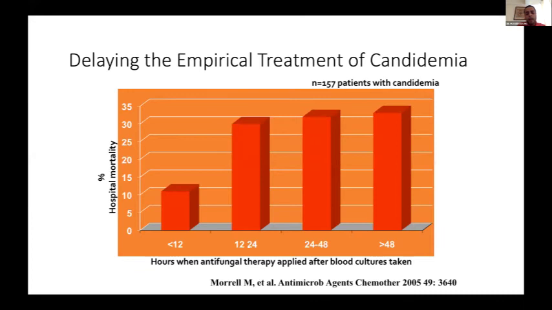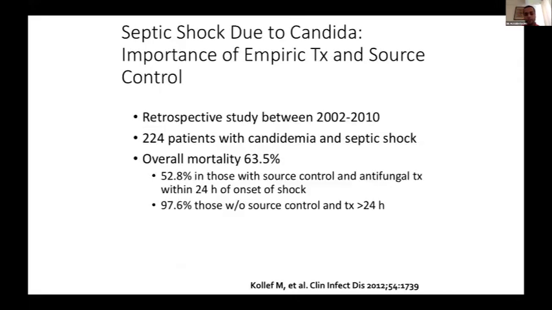Now, this was a study that was done by Morale et al., and this showed that by delaying your antifungal therapy, your risk of hospital mortality progressively increased from less than 12 hours to more than 48 hours, leading to almost 35% mortality by delaying it only by 2 days. So you need to have a very high index of suspicion that this patient could be having an invasive fungal infection and start empiric therapy while you're waiting for your blood cultures.